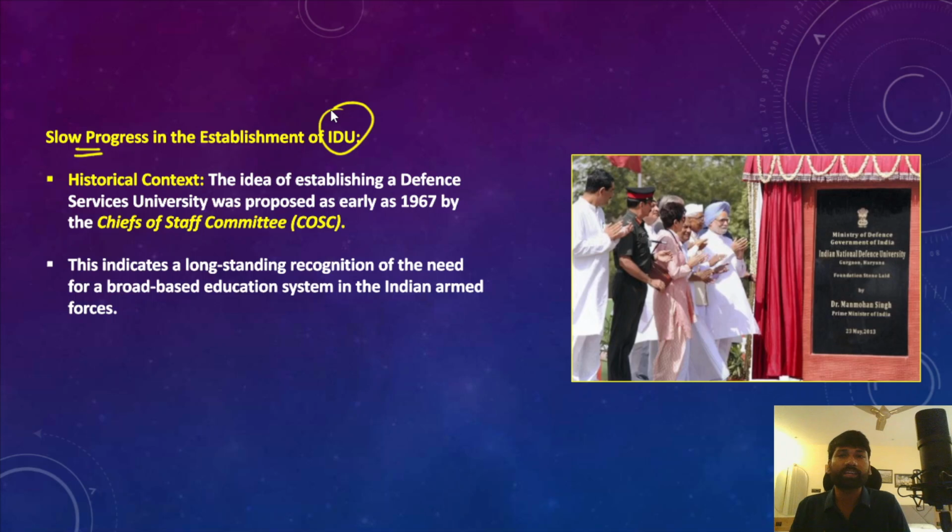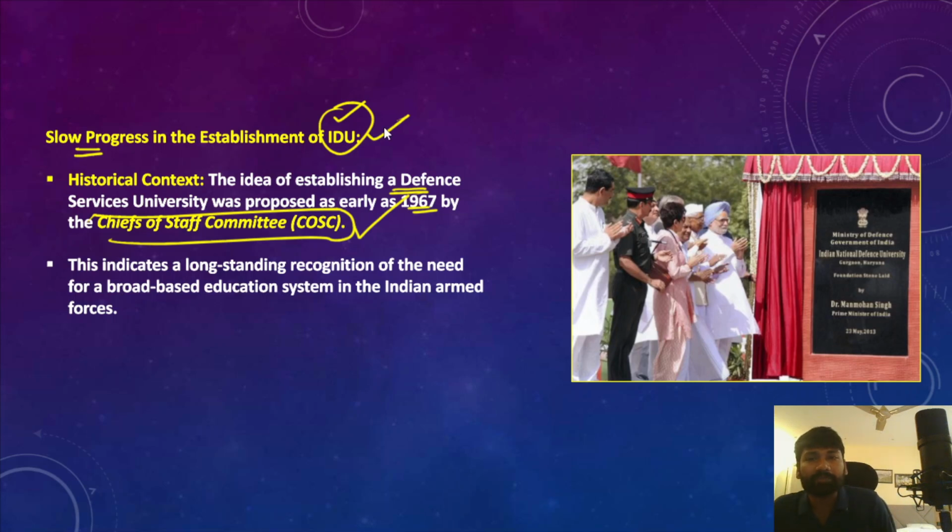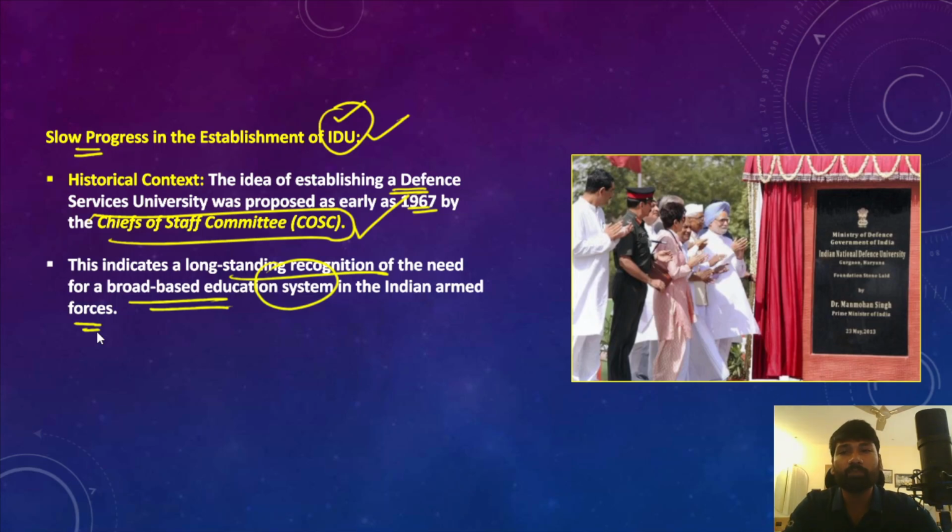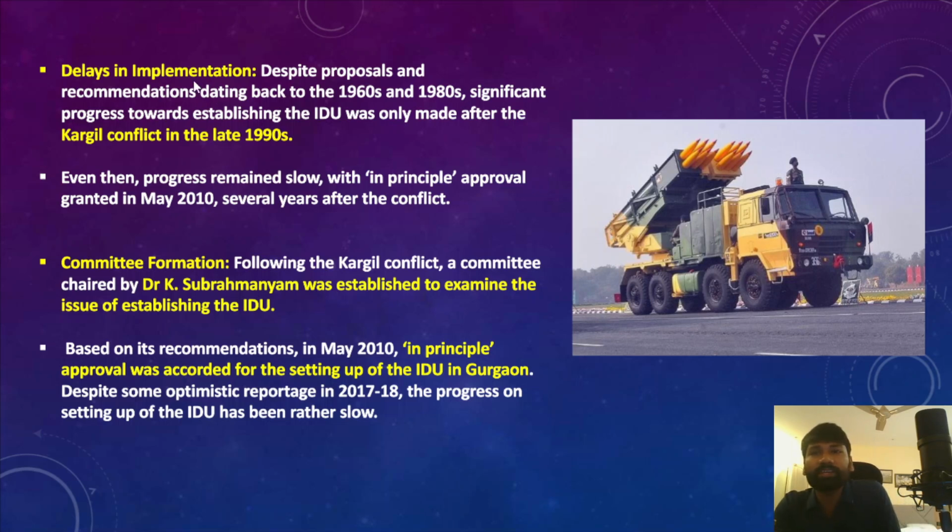Now, if you look at the historical context of setting up this Indian Defense University, the idea of establishing such a defense services university was first proposed in 1967 by the Chiefs of Staff Committee. So this Chiefs of Staff Committee in 1967 first proposed setting up the Indian Defense University. This indicates a long-standing recognition of the need for a broad-based education system in the Indian Armed Forces, especially to strengthen the existing armed forces. However, we see delays in implementation. Setting up this university has been continuously delayed because there were multiple proposals and even recommendations in the 1960s and 1980s.